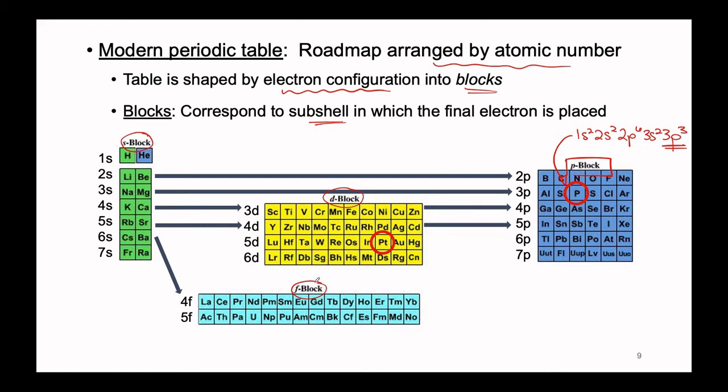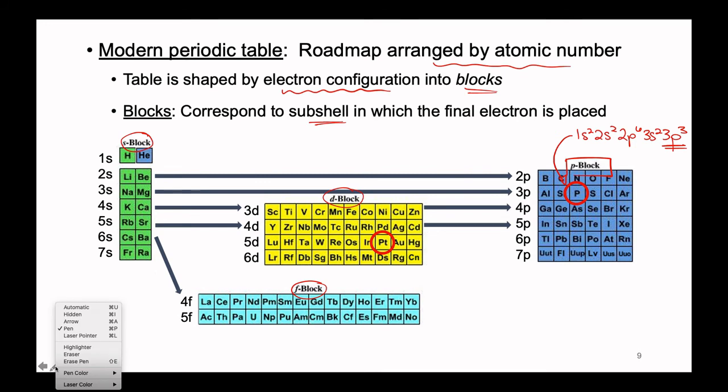On top of that, or I should say, returning to what I started with, the placement of each element on the periodic table and the shape of the periodic table, we can use as a roadmap to tell us what the electron configuration of the atom is. So let's see how to do that. All right, we're going to keep in line with phosphorus first.